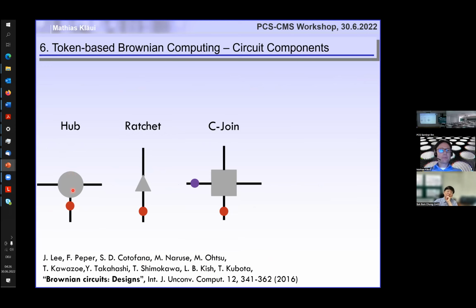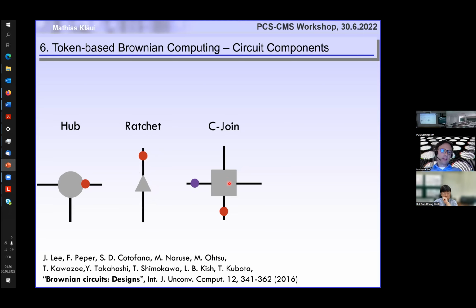A hub is simply a connector between different wires or interconnects, where the skyrmion, when it goes in here, has a choice to go right or left. A ratchet, well, it's a ratchet, so skyrmions can only go up, but not back down. And the most important is the C-join.